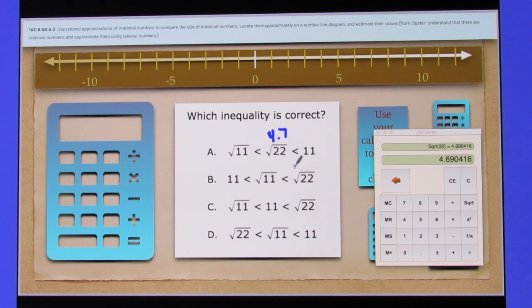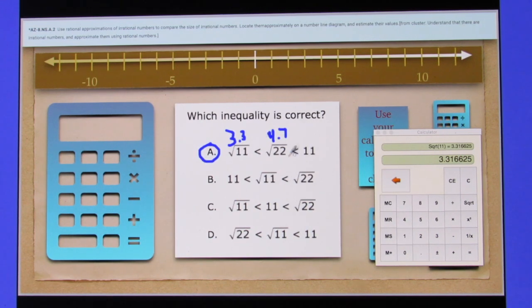Let's think about this one more time. The square root of 11 is 3.3. Is less than 4.7. Yes. 4.7 is less than 11. Yes. I like this answer.